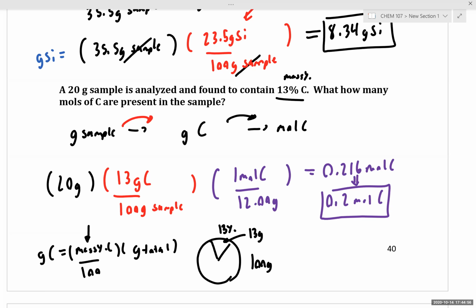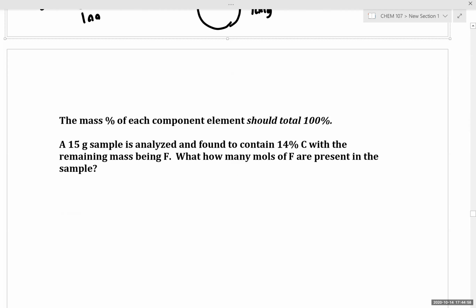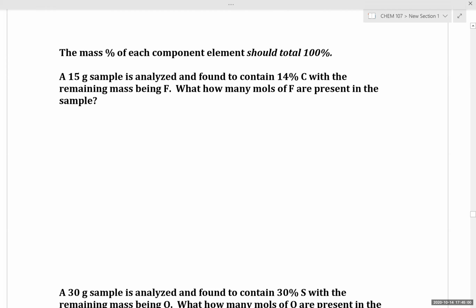So let's keep going with this, and we can utilize a pretty interesting principle in solving these problems. The mass percent of each component element should total to 100%. So for example, if a 15 gram sample is analyzed and found to contain 14% carbon, with the remaining mass being fluorine, how many moles of fluorine are present in the sample?